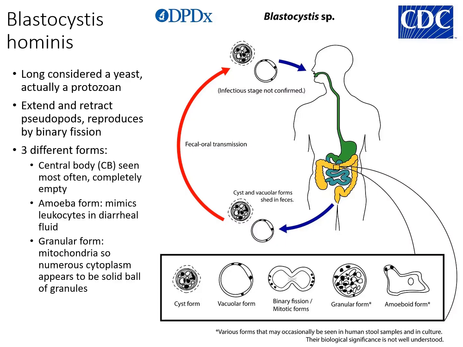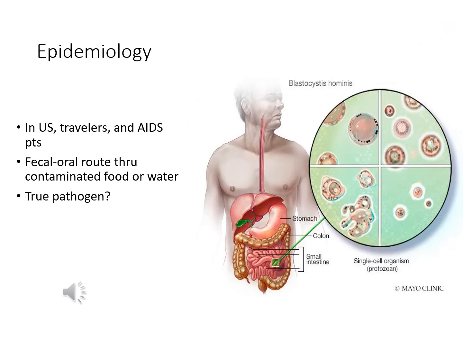Then we have the granular form. So in the granular form, the cytoplasm is densely packed with numerous mitochondria and other granules, giving the cell a coarse or solid appearance under the microscope. This form reflects a metabolically active phase and may appear as a ball of granules. It is most commonly seen in culture or during active replication phases and is less frequently identified in direct stool smears. This is found in the United States, in travelers and oftentimes in AIDS patients.